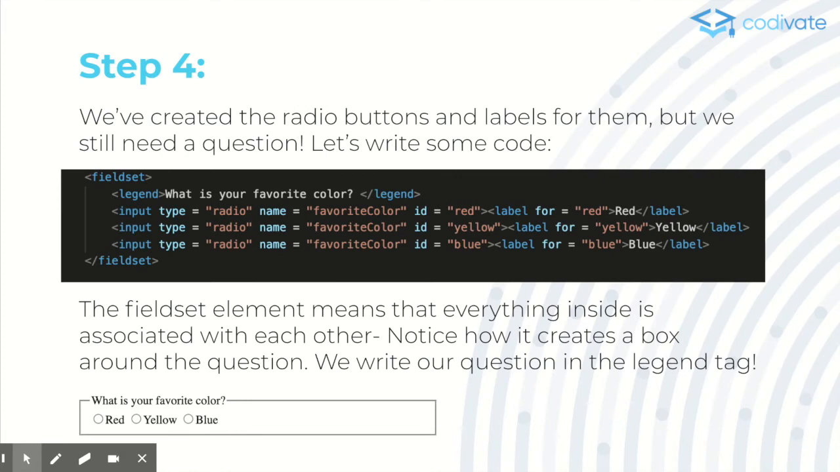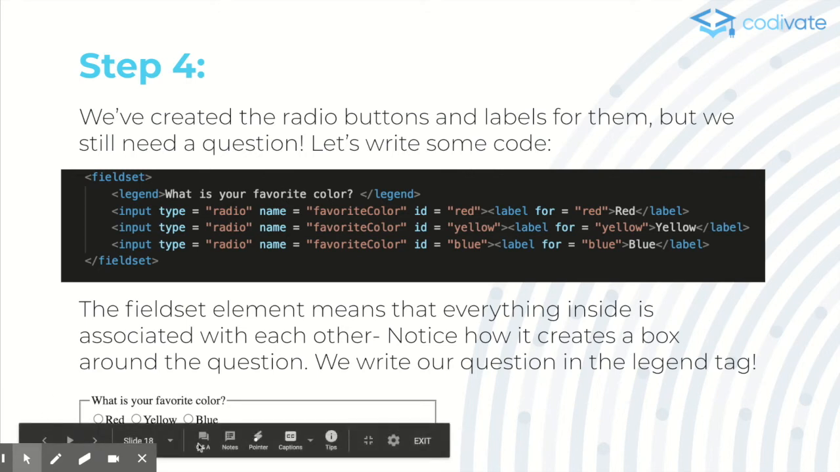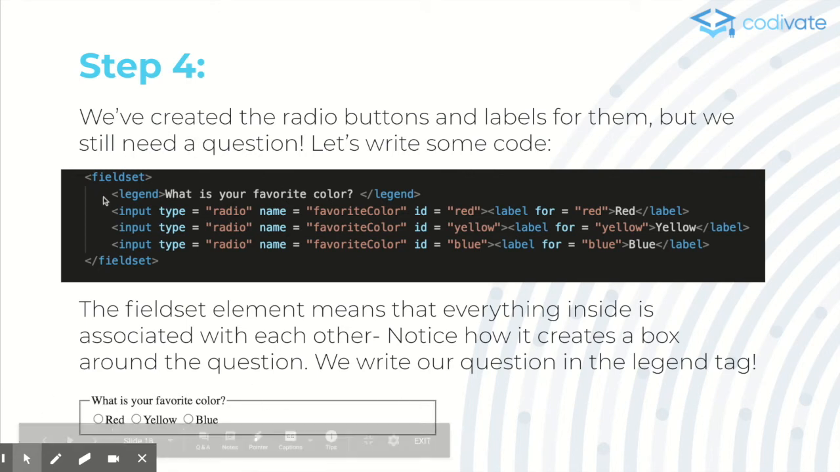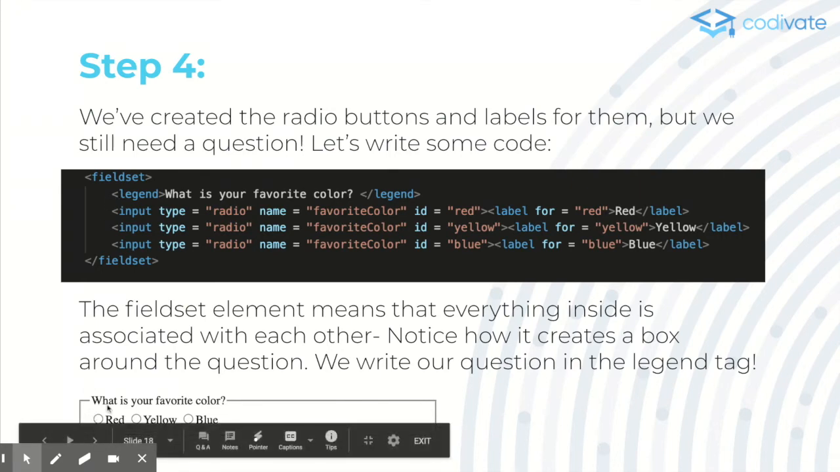So we need to create the radio buttons and labels for them, but we still need a question. So we can write some code to add the legend tag over here. First, the fieldset element means that everything inside is associated with each other. Notice how it creates a box around the question. Then we can write our question in the legend tag, and that's displayed here.